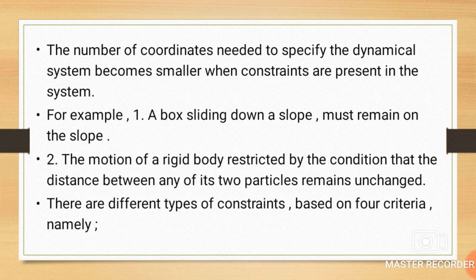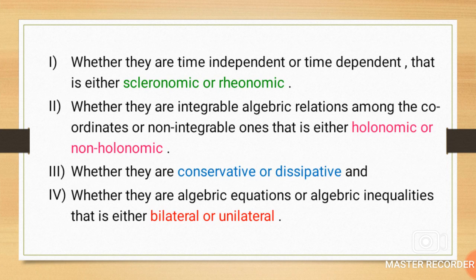There are different types of constraint, classified again based on four criteria. The first is whether they are time independent or time dependent, that is either scleronomic or rheonomic. If the constraint depends on time, then it is the rheonomic constraint, and if the constraint is independent of time, then it is the scleronomic constraint.